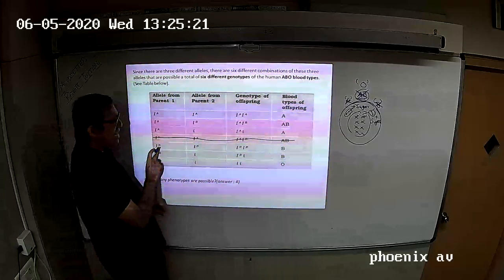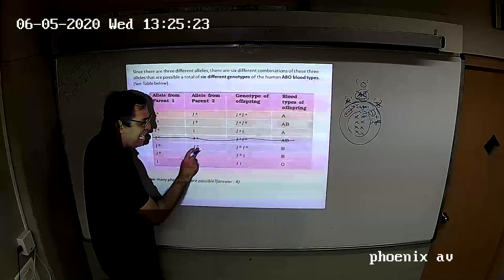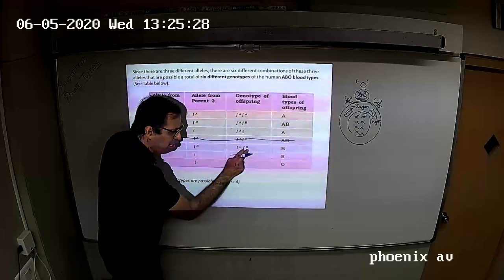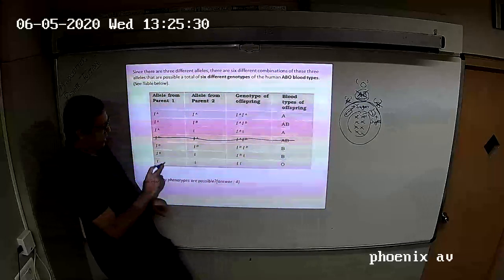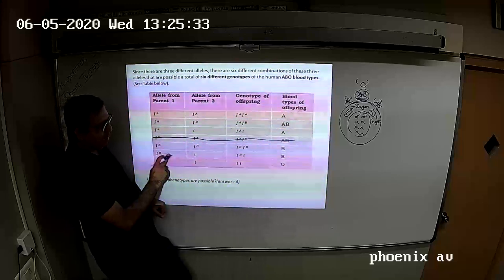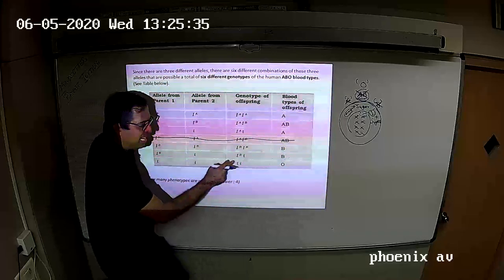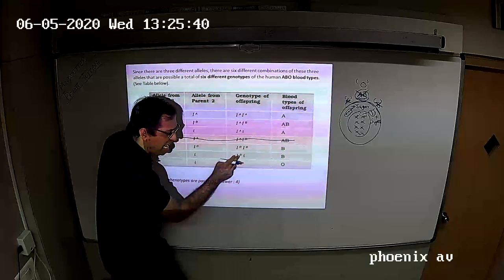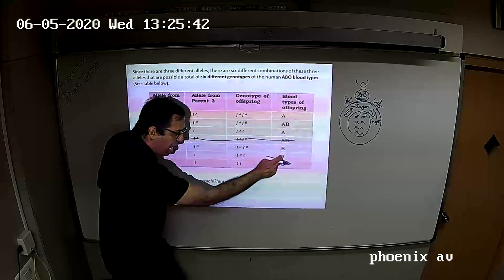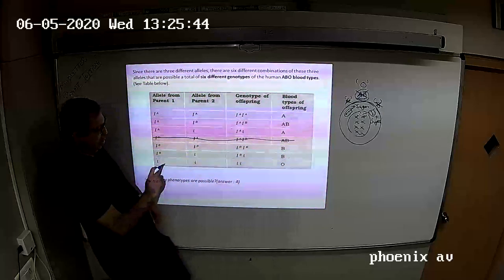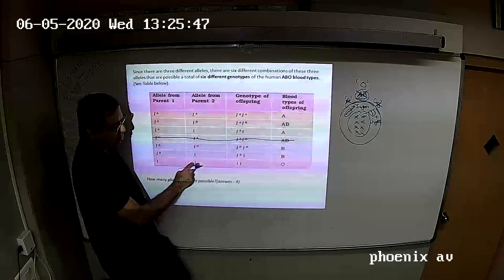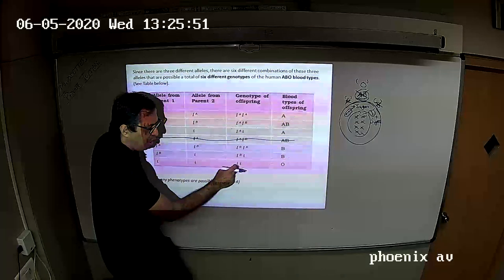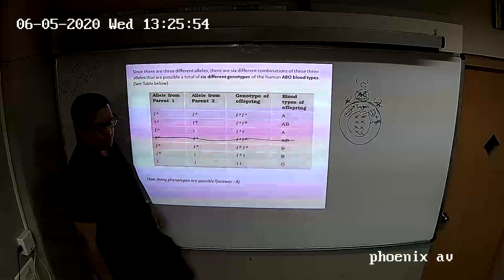Suppose you have I capital B from one parent, I capital B from the other parent, then you have I capital B, I capital B, which will produce B blood. Suppose you have I capital B from the first parent, small i from the second parent, then I capital B, small i will again produce B blood group, in which I capital B will become dominant over small i. Suppose you have small i from one parent, small i from the other parent, then the genotype of the offspring is small i, small i, which will produce O blood.